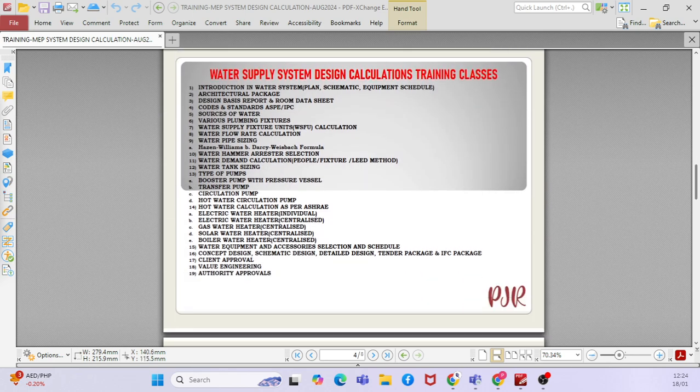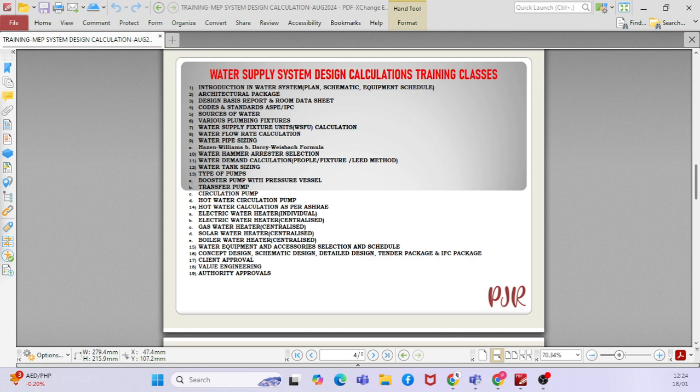Yes. Then if you go to the water supply design, for example, you have various types of plumbing fixtures. Then we will do the water supply fixture unit calculation, water flow rate calculation, and water pipe sizing. Then you have the water hammer arrestor and water demand calculations. You will do them based on the people method, fixture method, and load method. Then there is water tank sizing.